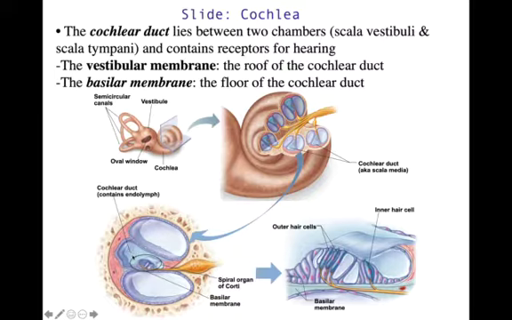Now, on top, this is the vestibular membrane, separating the cochlear duct from the scala vestibuli. You don't have to know that one, but you do have to know this one. Separating the cochlear duct from the scala tympani is this membrane down here. Well, this is known as the basilar membrane. So let's say we take this part and blow it up. Here is where your cochlear duct would be, here's your basilar membrane, and then your scala tympani would be down here.